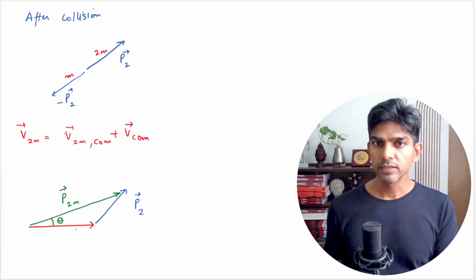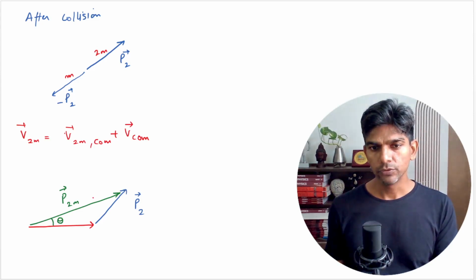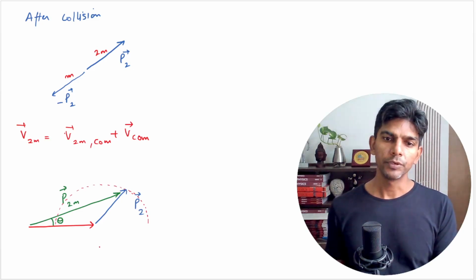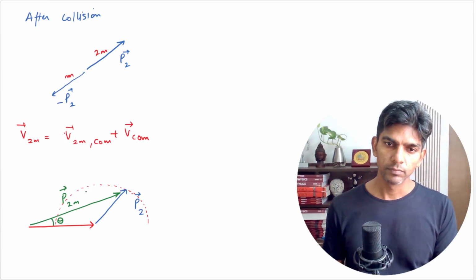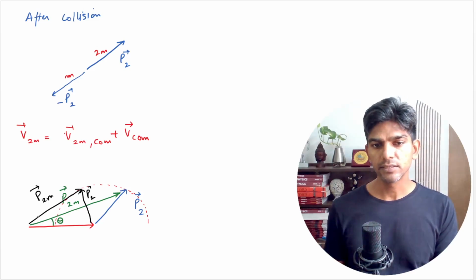Now we want to maximize this angle. So what we can do, we can assume that this P2 can be in any direction, depending upon the line of impact. Okay. So if I consider P2 such that this vector P2m is tangent to this circle, if that is the case, then this theta will be maximum. So that is for maximum theta.